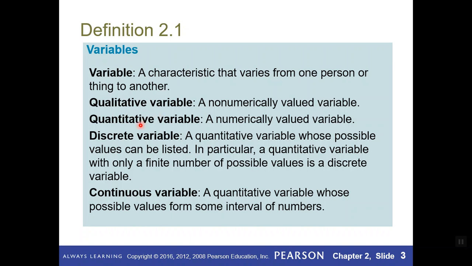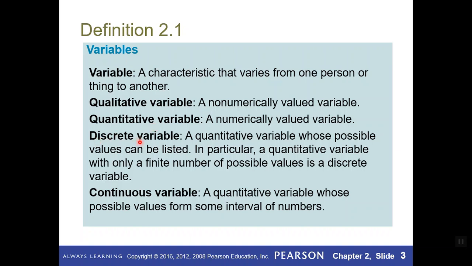A quantitative variable is a numerically valued variable. So qualitative and quantitative are very similar but two different ideas. A qualitative variable has non-numerical values. A quantitative variable is a numerically valued variable. It has numerical values. For example, weights of students in the class are numerical values.